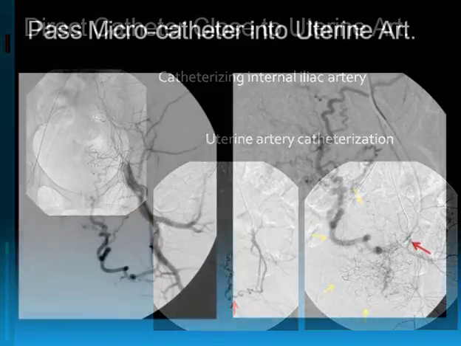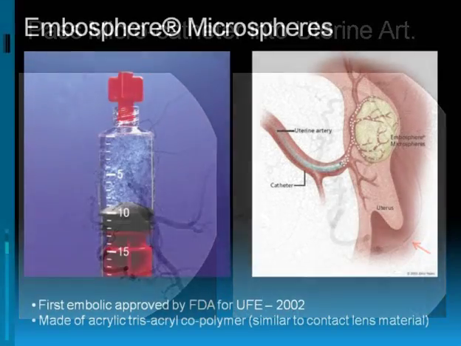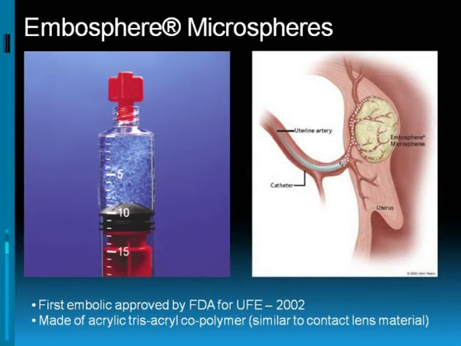Once we've gotten close to the uterine artery, we then pass a microcatheter, which is a very small 1 millimeter catheter, into the uterine artery itself, and the image on the right shows the microcatheter going into the uterine artery where the red arrow is. Once we have our catheter safely in place, we then inject these Embosphere Microspheres.